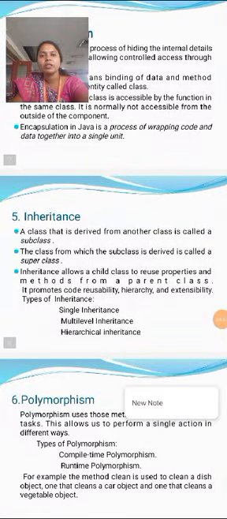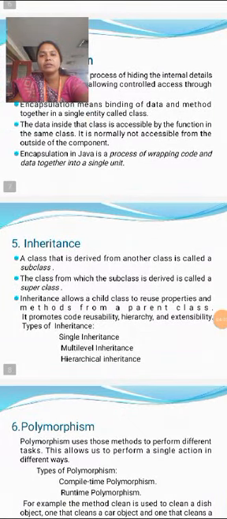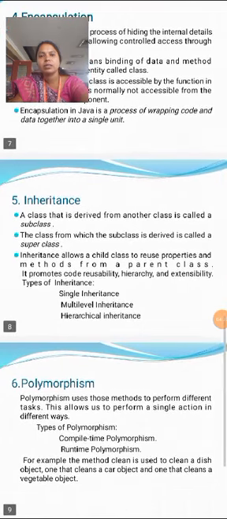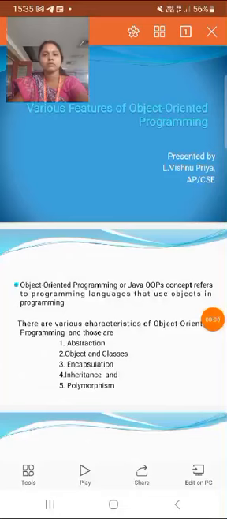Fifth one, inheritance. A class that is derived from another class is called a subclass. The class from which the subclass is derived is called a superclass. Inheritance allows a child class to reuse the properties and methods from the parent class. Types of inheritance: first one, single inheritance, multi-level inheritance, hierarchical inheritance.